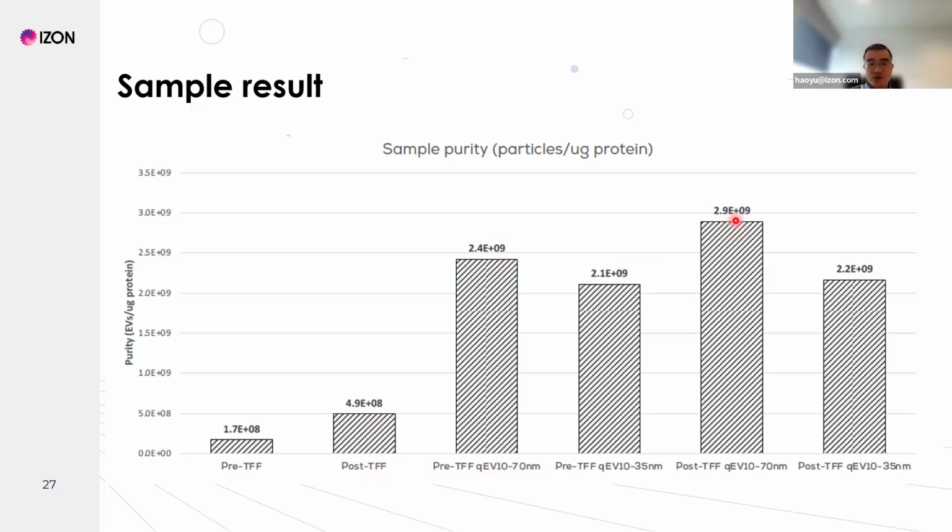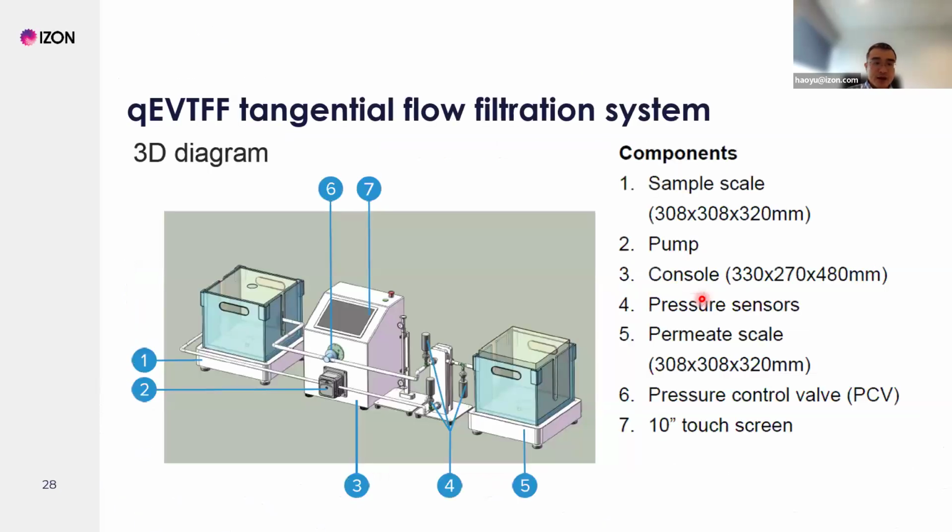And this one also is reached to 3 E9s. So E9 is relatively pure of the EVs. And here is our TFF system. It's a standard TFF system, which has two scales to weigh the input and the permeate, and also has the console, the touch screens, and the pressure control valves.